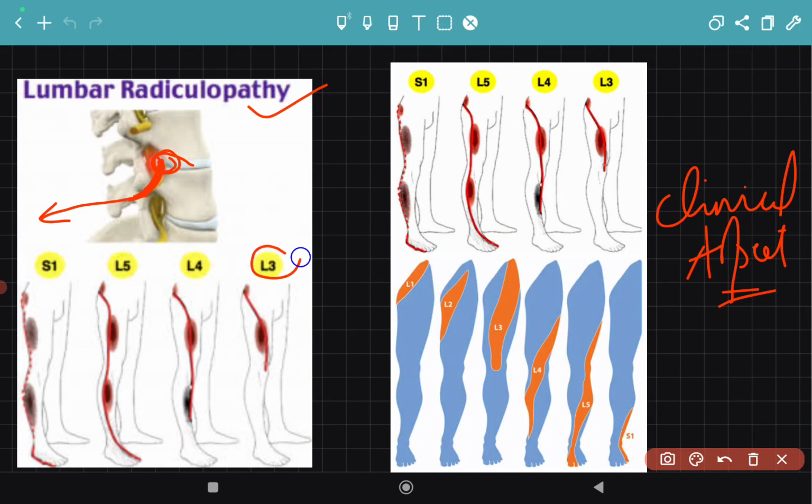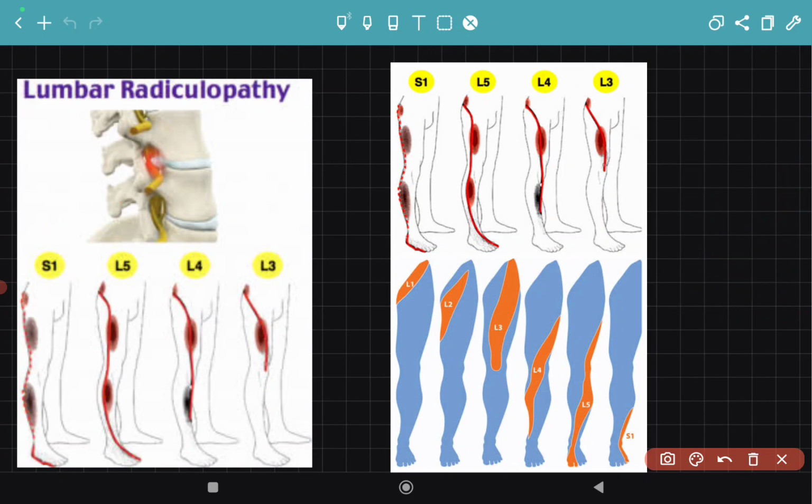So if the L3 dermatome is affected, as we had discussed, along with the back portion coming over here, the anterior part of the thigh will be affected. Then L4 is a little further down, it will descend down. L5 will trace this path, and S1 will have this path. The same thing is compared over here. If seen in the anterior view, we can see L1 is the upper portion. We discussed the trochanter.